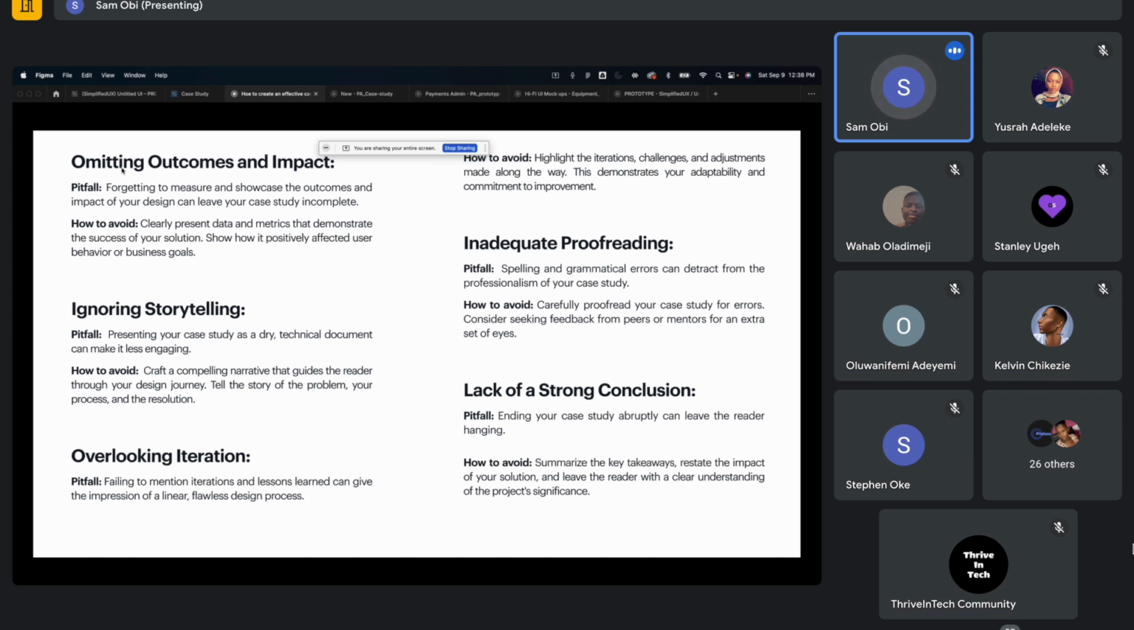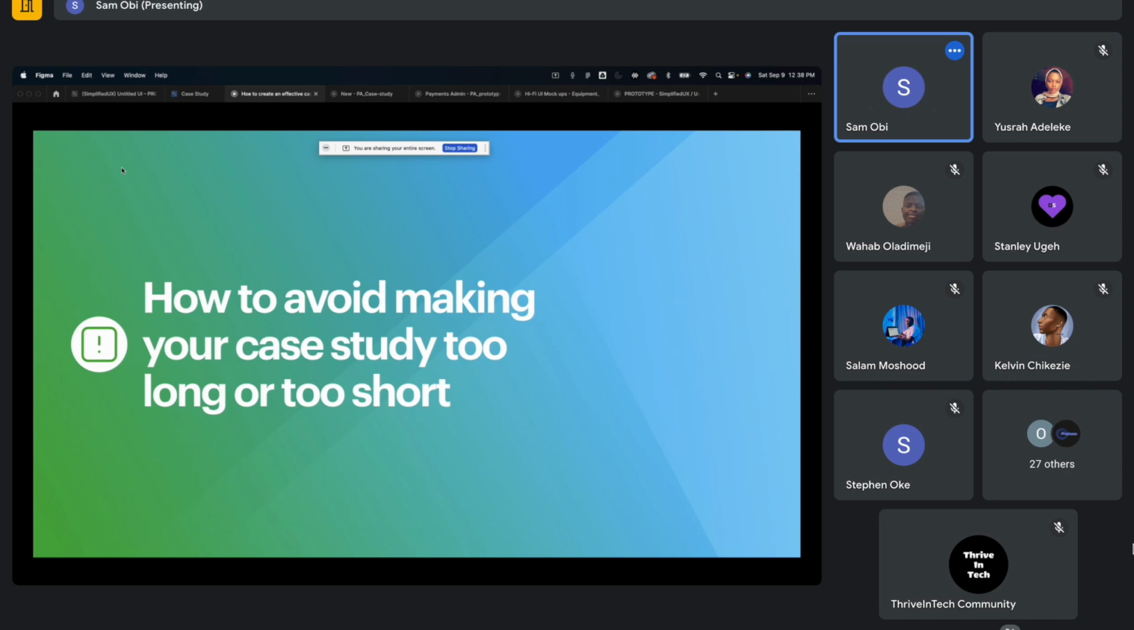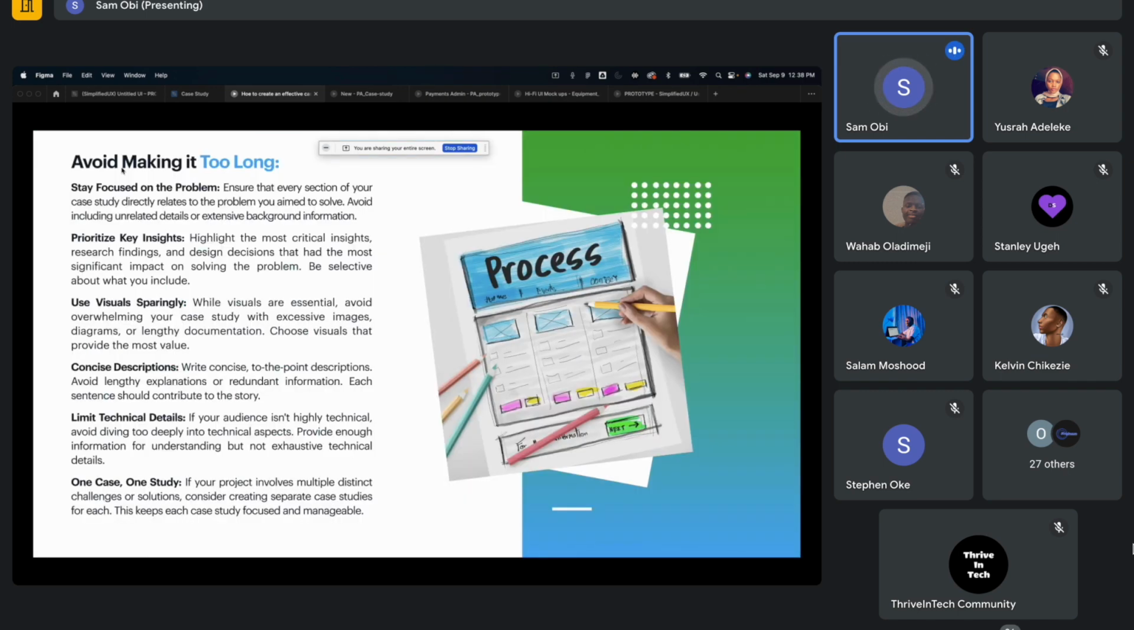Lack of strong conclusion. Summarizing the key takeaways, you should also restate the impact of your solution and leave the reader with a clear understanding of the project's significance.